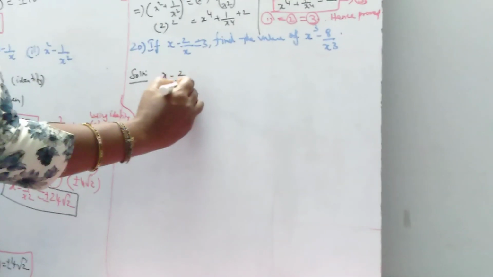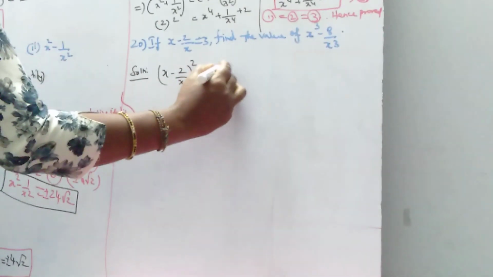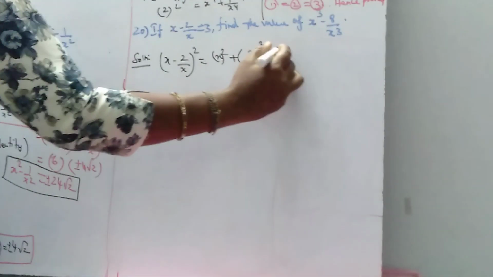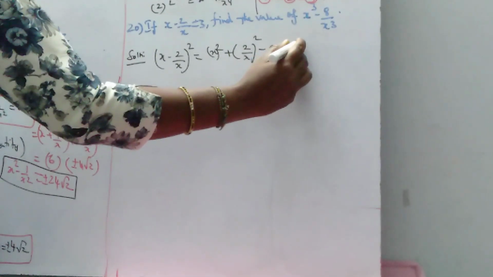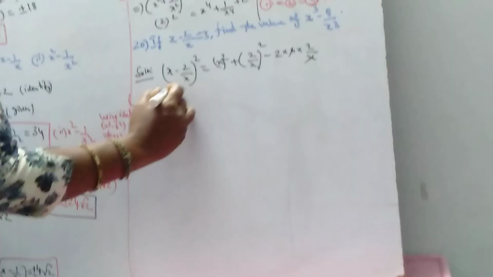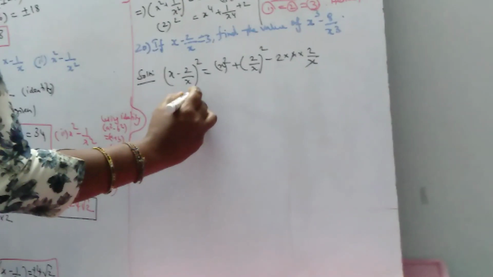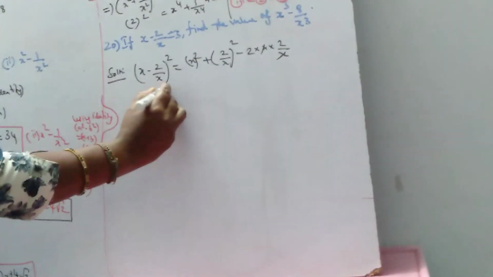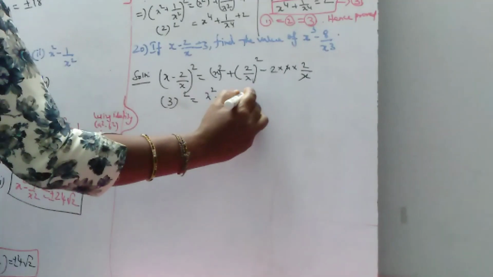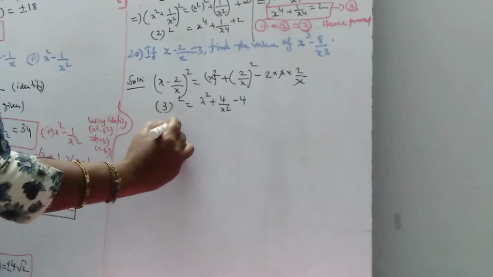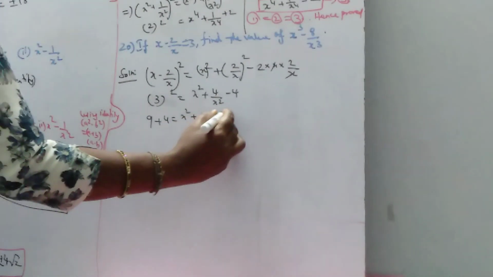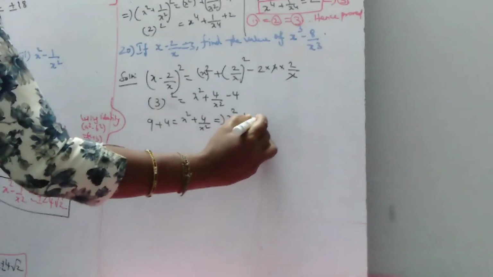Okay. So let us find x minus 2 by x the whole square. So which is what? X square plus 4 by x square minus 2 into a into b, which is what? A here is x and b here is 2 by x. So this will get cancelled. So x minus 2 by x the whole square, this is 3 square, then here x square plus 4 by x square minus 4 you will be getting, that is 9 plus 4 equal to x square plus 4 by x square, which implies x square plus 4 by x square equals 13.